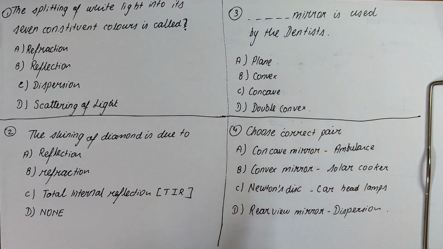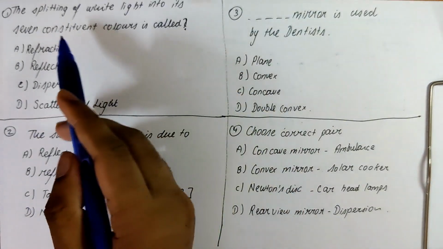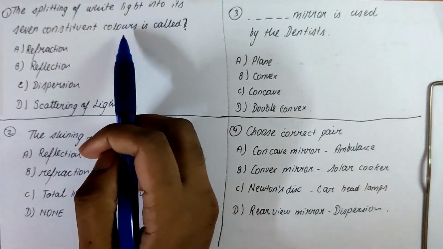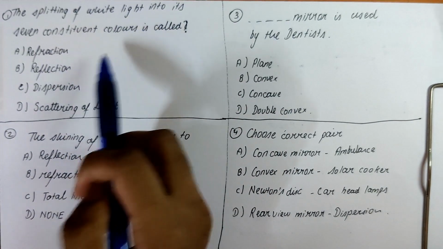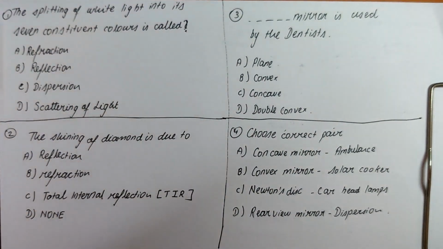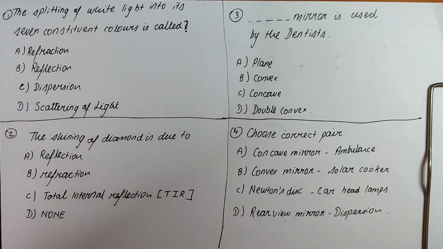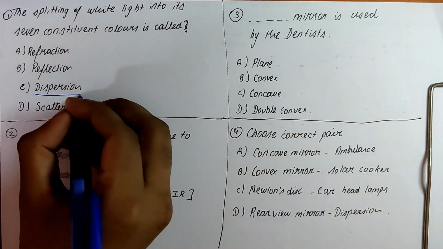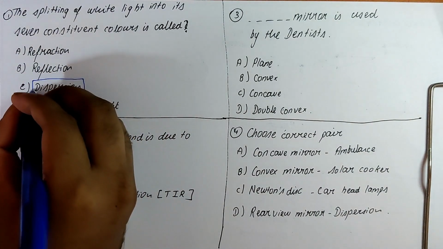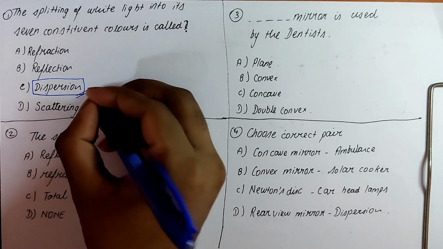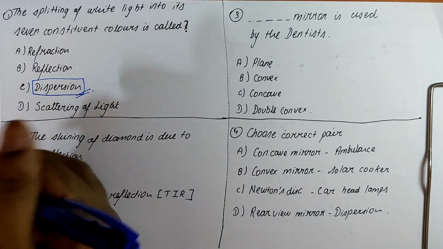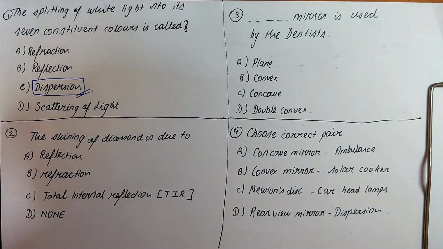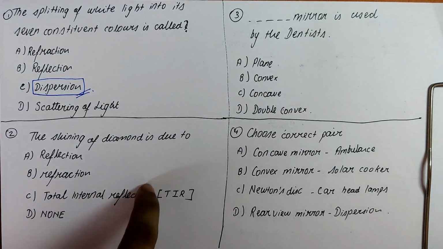The first question says: splitting of white light into its 7 constituent colors is called what? We know from the slides that we have seen, especially the last slide, that the answer is going to be dispersion. This is a theory question, so the answer is dispersion. Look at the last slide that I have given. Now let's move on to the next question.